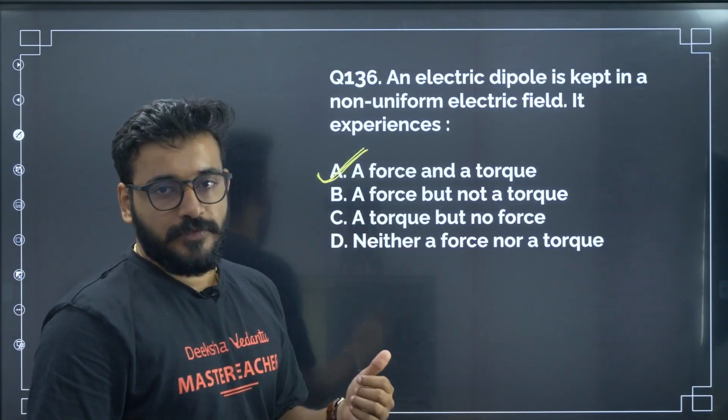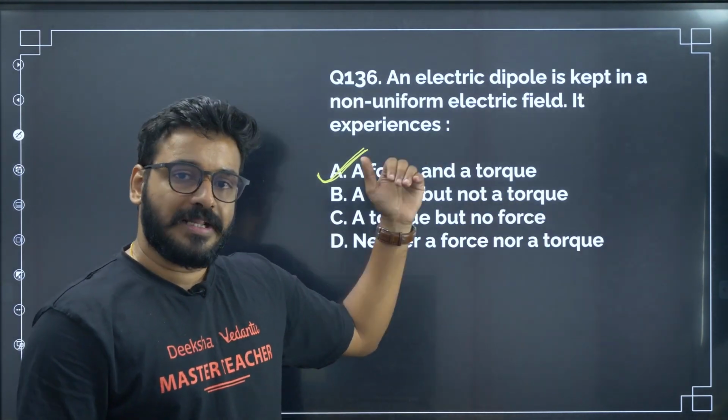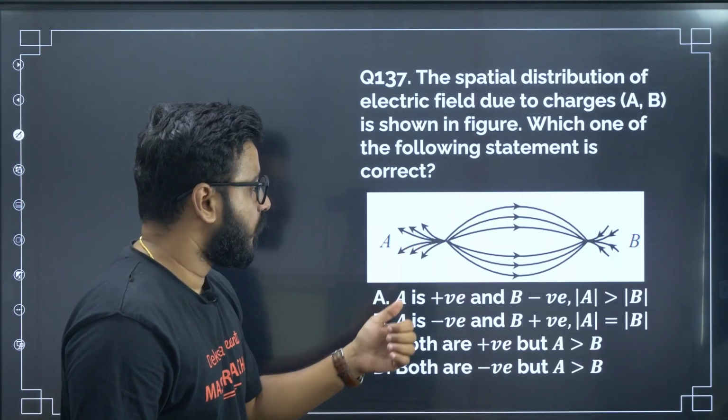Okay, when it's a uniform electric field, it will experience only torque, no linear force. But in a non-uniform field, it will experience both force and torque. All right, next question. That was a very easy question. Next question. Look here.